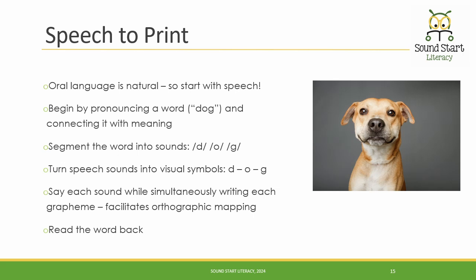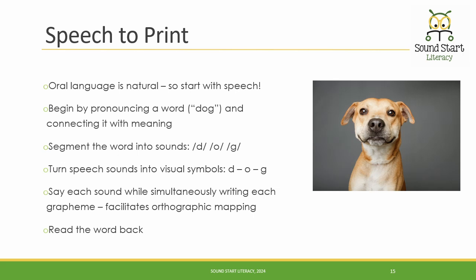Next, we're going to take those sounds and turn them into visual representations that we call graphemes. Now, in this case, we're using single letter spellings in the word dog. So we would use the letters D, O, G to represent those sounds d, a, g. We ask students to say each sound aloud while writing each letter. This facilitates the orthographic mapping process, which is the process we go through in order to take a word that maybe is a new word that we haven't seen before and turn it into a word that is in our memory. We can have instant retrieval.